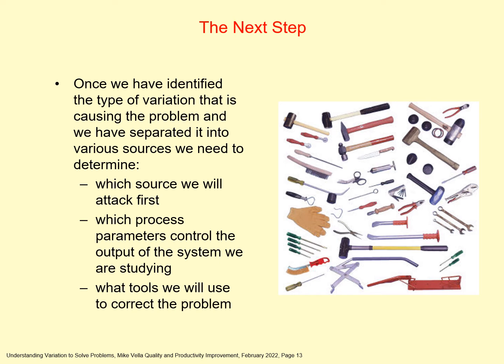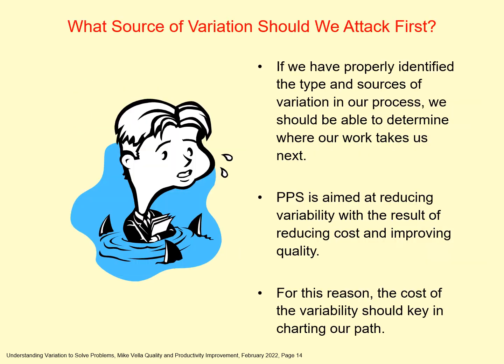Once we've identified the type of variation that is causing the problem and we've separated it into various sources, we need to determine which source we will attack first. Which process parameters control the output of the system we are studying, which really are driving the process? And what tools will we use to correct the problem? If we've properly identified the type and sources of variation in our process, we should be able to determine where our work takes us next.